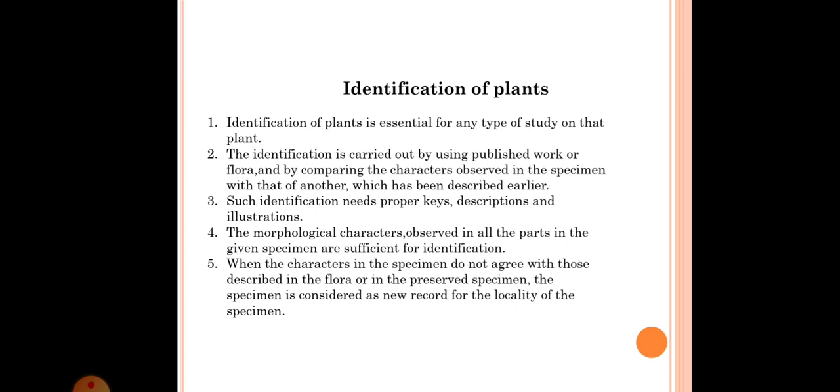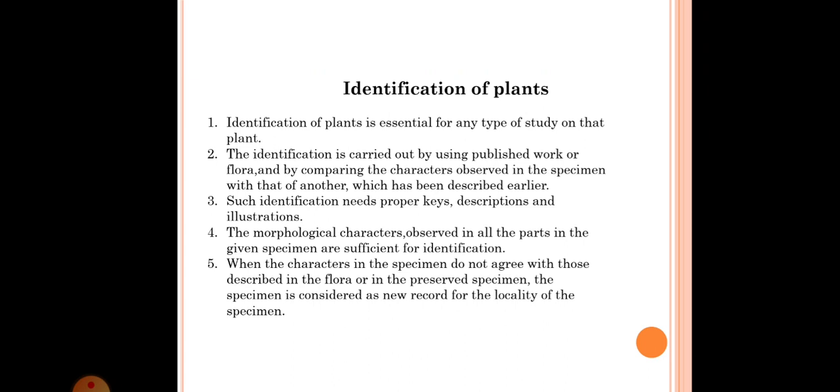First one is identification of plants. Identification of plants is essential for any type of study on that plant. The identification is carried out by using published work or flora and by comparing the characters observed in the specimen with that of another, which has been described earlier. Such an identification needs proper keys, descriptions and illustrations.